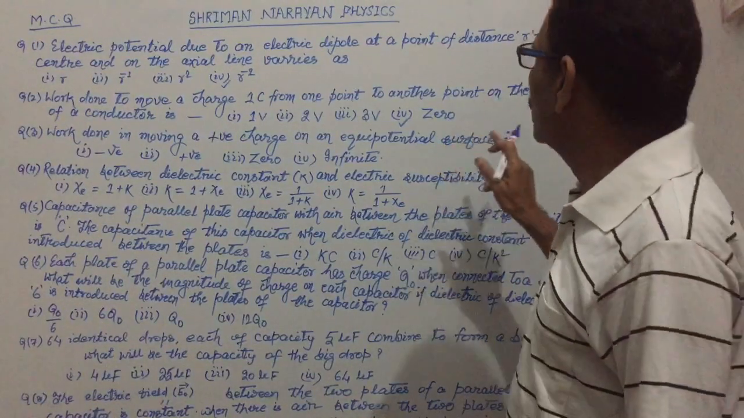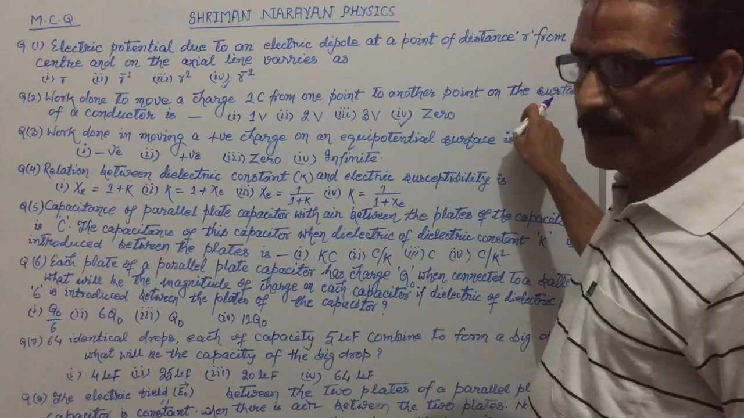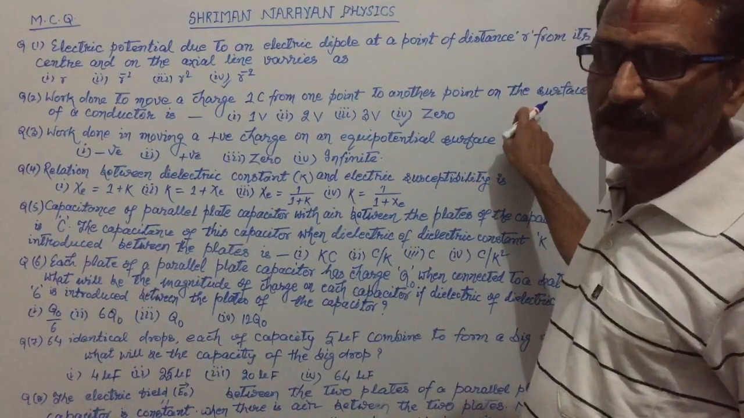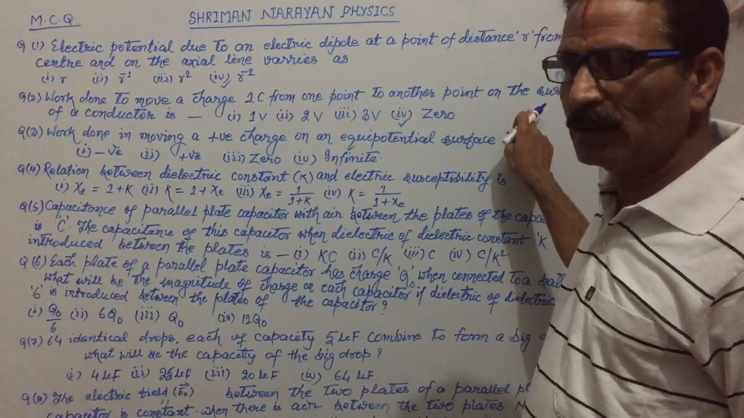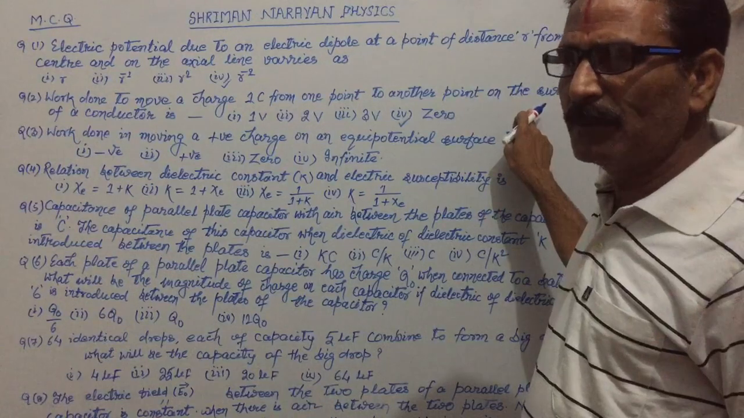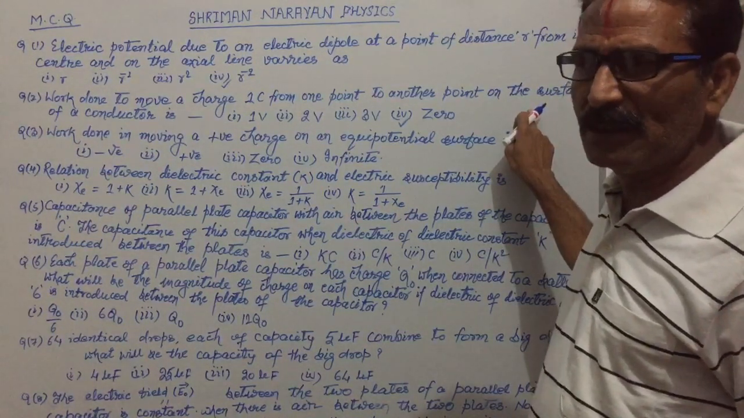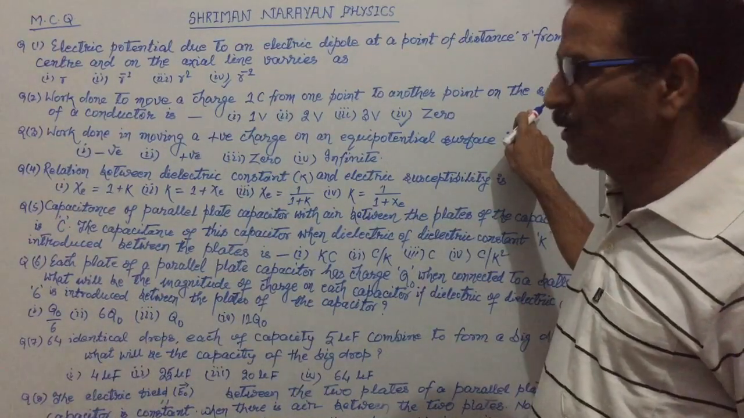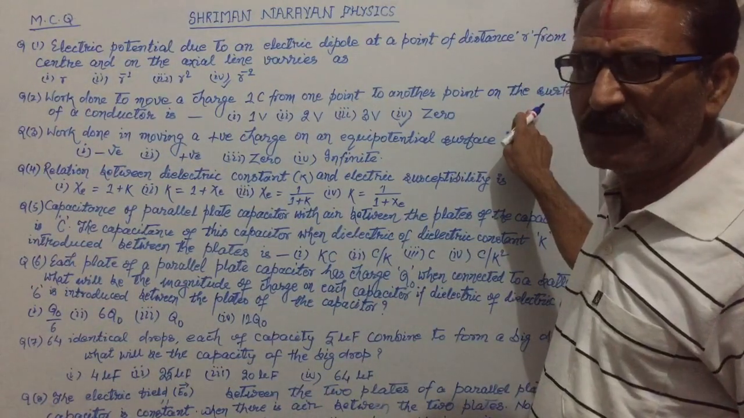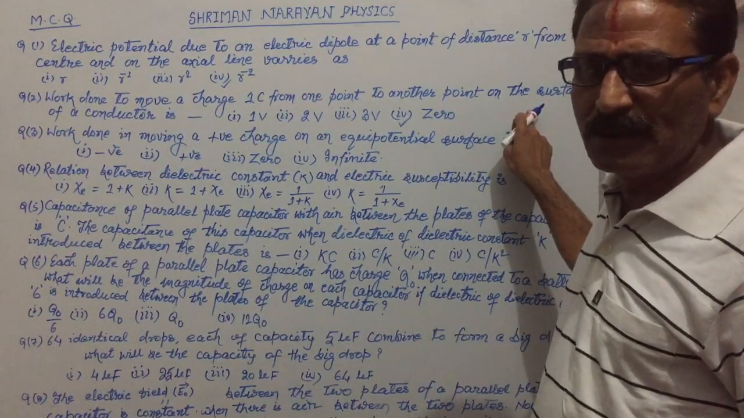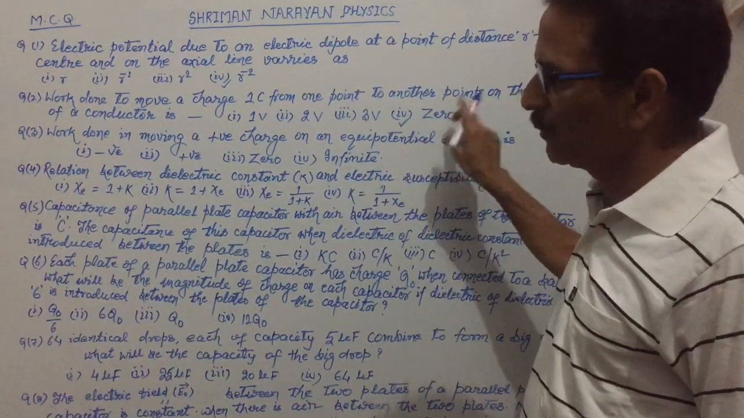Because the surface of a conductor is equipotential. I mean to say that the 2 points which you select on the surface of the conductor will have the same value of electric potential. So the potential difference will be 0, and in that situation work done is equal to potential difference multiplied by charge, and potential difference is 0, so 0 multiplied by 1 will come equal to 0.